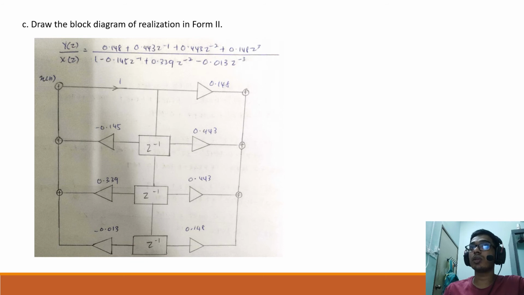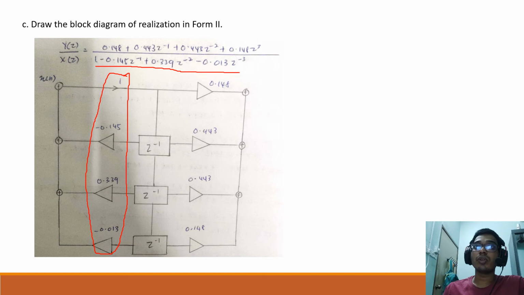With that, I can draw the block diagram in form 2, which is as we shown in this. The left side is x equals to n with the value here. For this, it will apply at this, which is -1, -0.14 and 0.339, and finally is -0.013.